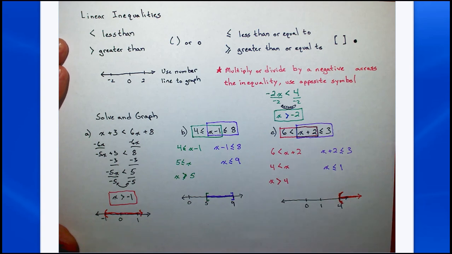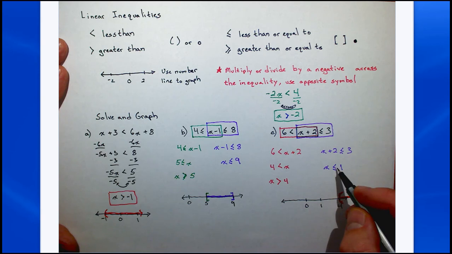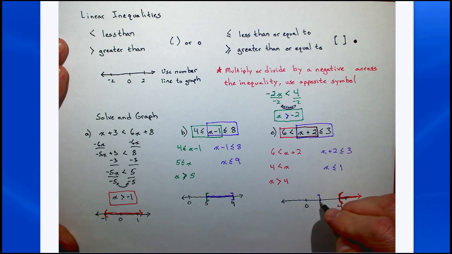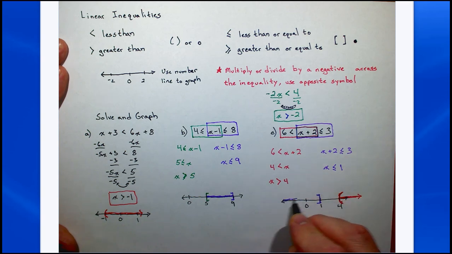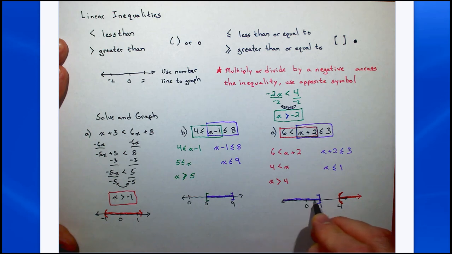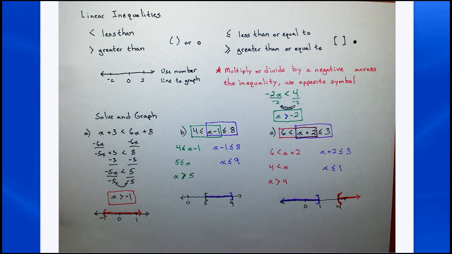And then I have x is less than or equal to 1. So what kind of bracket? Square bracket. Very good. But it's less than 1, so I'll bring it down here. There's my square bracket, and it's going this way. And there's my graph.